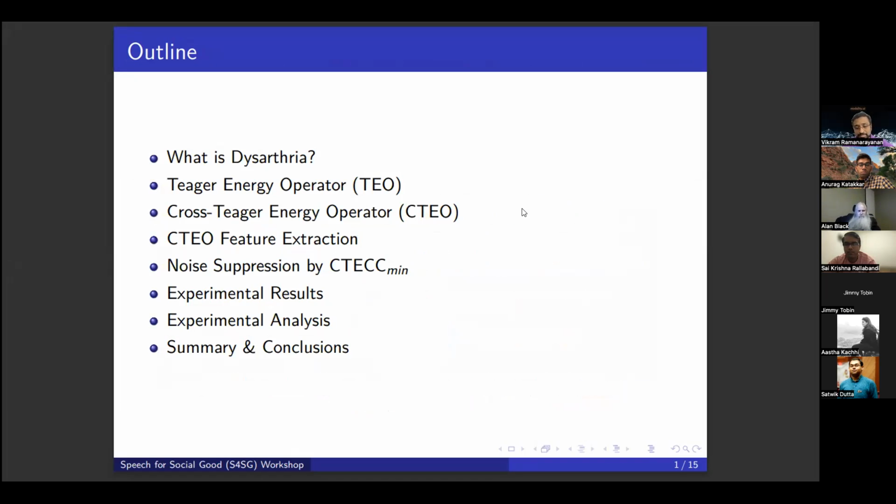Throughout the presentation, we will first discuss what dysarthria is and why severity level classification is required. Then what the trigger energy operator is, followed by what the cross-trigger energy operator is. Then how the cross-trigger energy features are extracted, and the main property of the cross-trigger energy, that is noise suppression, will be explained. We will then discuss the experimental results, followed by the analysis, and finally conclude the presentation.